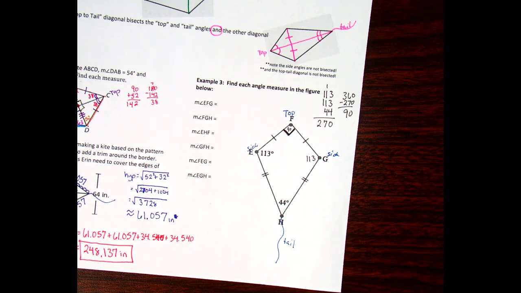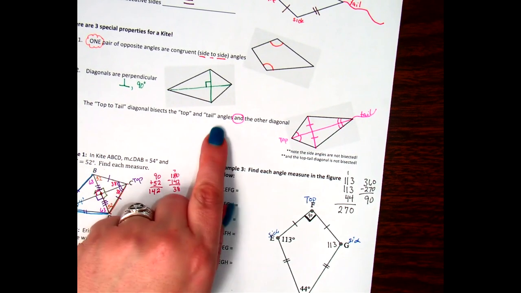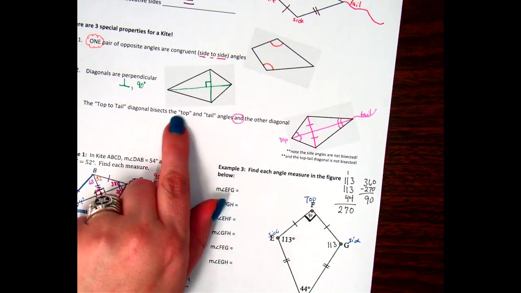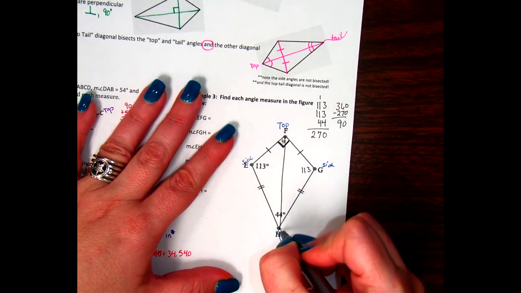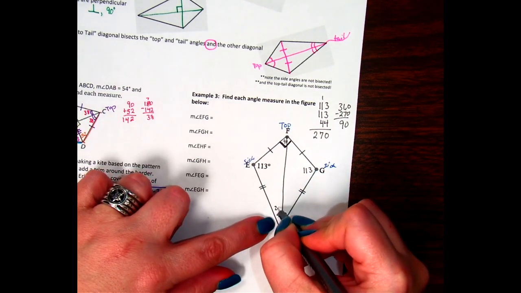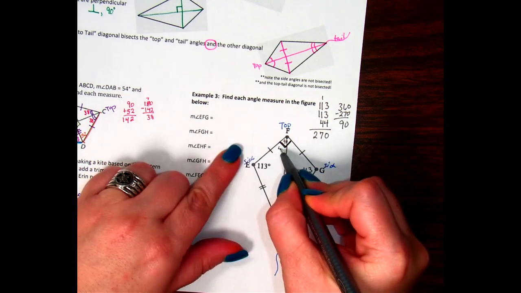Okay, so now I'm going to need to find the angles that are created when I draw in the diagonals. So I know, first of all, when I draw in my top to tail diagonal, my top to tail diagonal is going to bisect the top and tail angles. So when I draw this one in, it's going to divide this one into 22 and 22, and it's going to divide this one into 45 and 45.